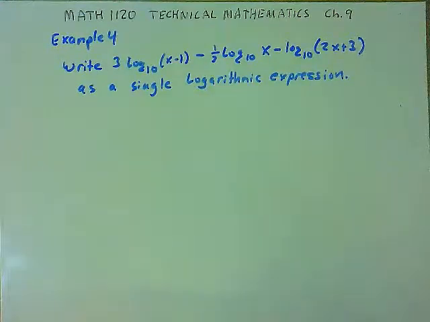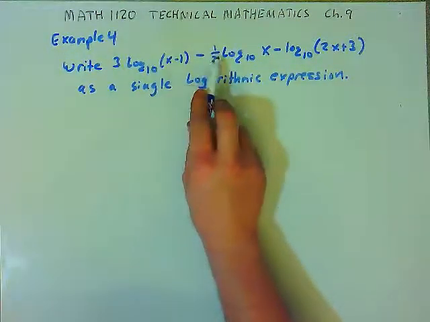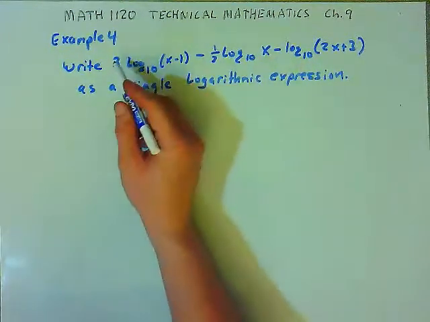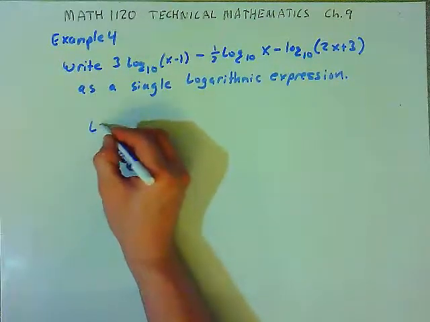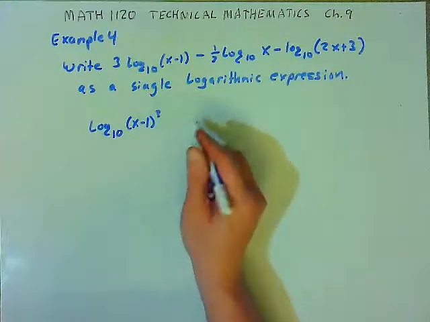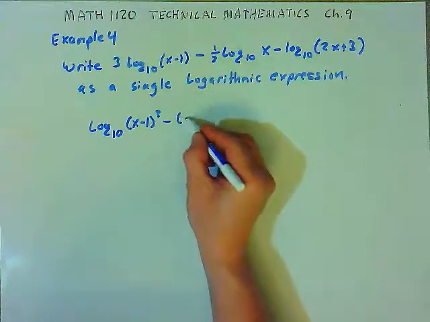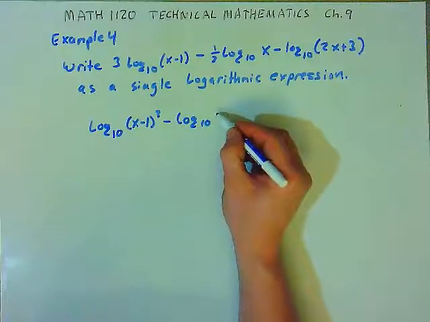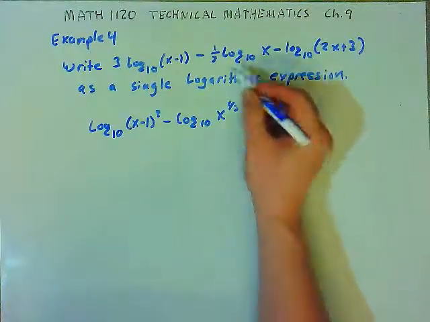Just like last time, the first thing I need to do is get rid of the multipliers by making them exponents. And so the 3 will become an exponent. It will be log base 10 of x minus 1 to the 3rd power minus log base 10 of x to the 1/3 power. So the 1/3 became an exponent.